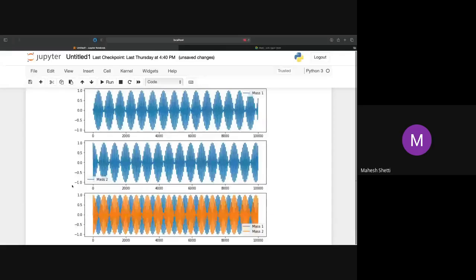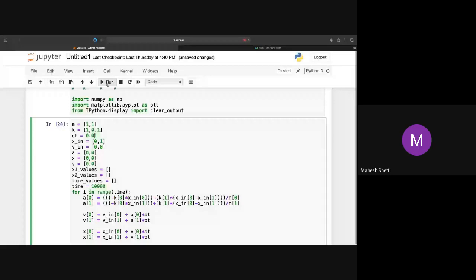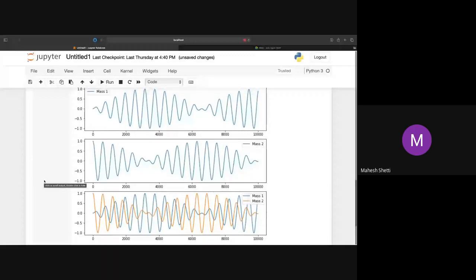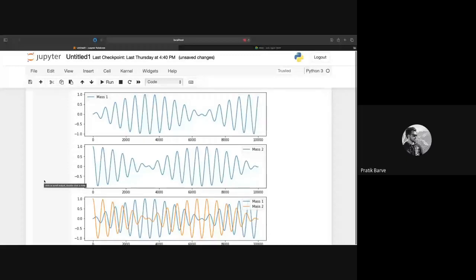Can you see the plot? No, not yet. Now? Yes, it is visible now. Okay, so you can see the beat frequency. Now, can you make that time smaller so we get it better? Make it say 4000 or so. Okay, fine. This is better. What did I do? I reduced dt 0.1 to 0.01. Okay, fine. So this is fine.